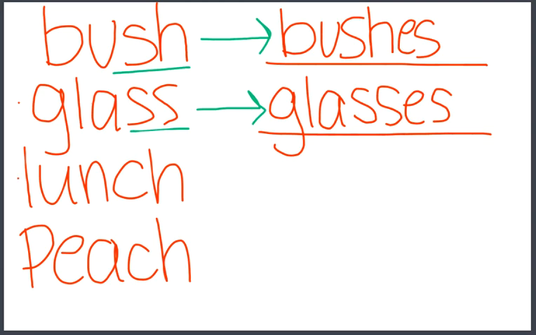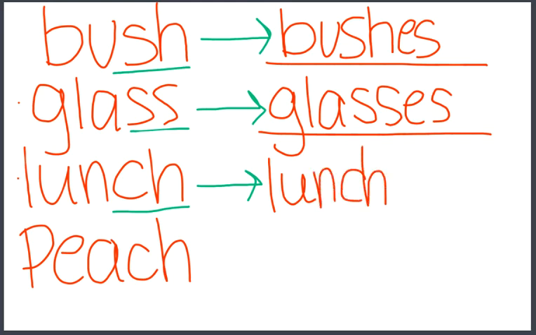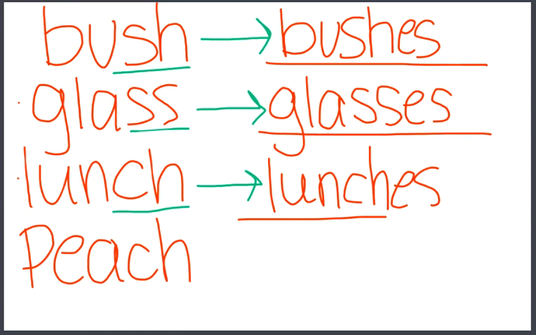Our next word, lunch. Say that for me, lunch. What ending is at lunch? Say the ending for me. That's right, ch, ch, lunch. To make lunch a plural noun, lunch, we add the ES ending and it becomes lunches. Lunches. Say that for me.